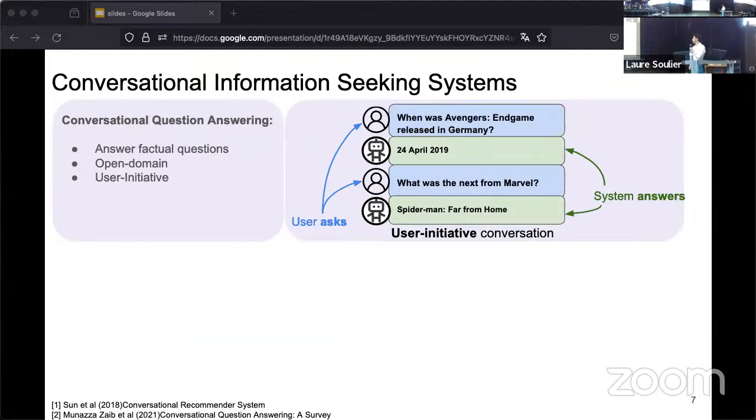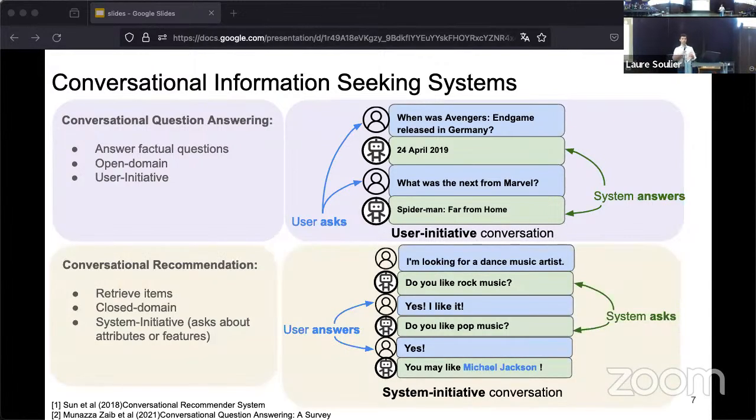So there are existing conversational information seeking systems in the literature. For example, conversational question answering systems basically answer factual questions in open domain, and they are trained under the paradigm of the user asks for something and the system answers. But there is also conversational recommendation, where the goal for the system is to retrieve a set of relevant documents, and the system this time asks the user about features or attributes like the price range or the color, and the user answers.